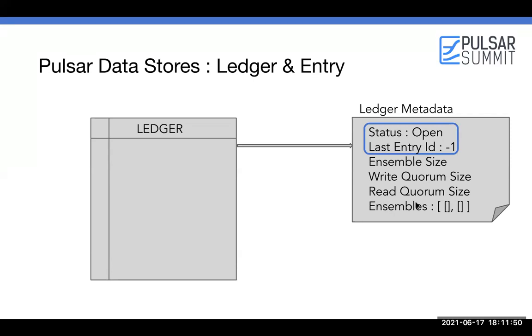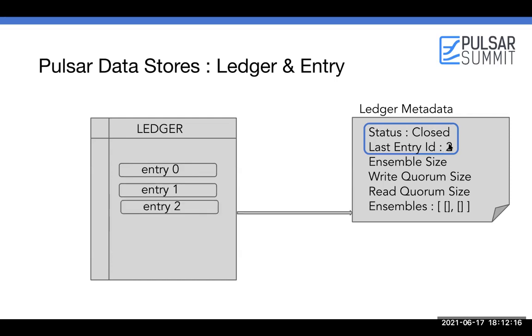And ensembles are at different points of time. A ledger could be written to different bookkeeper nodes, and maybe if one of them goes down, then there's another one that comes and becomes part of the ensemble. So you can have multiple ensemble groups for a given ledger. If you write an entry to a ledger, you see that the last entry ID increments, then we write a couple more. And then let's say this is all we wanted to write. So we say that last entry ID was 2 and the status of the ledger is closed.